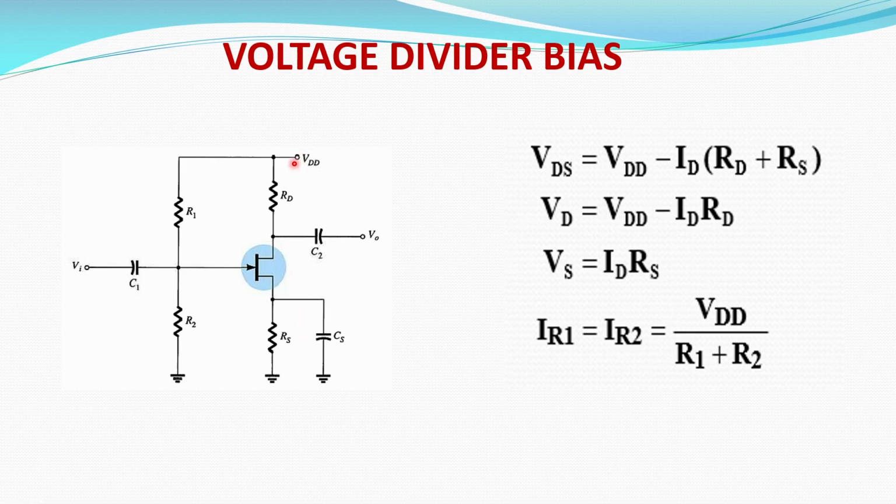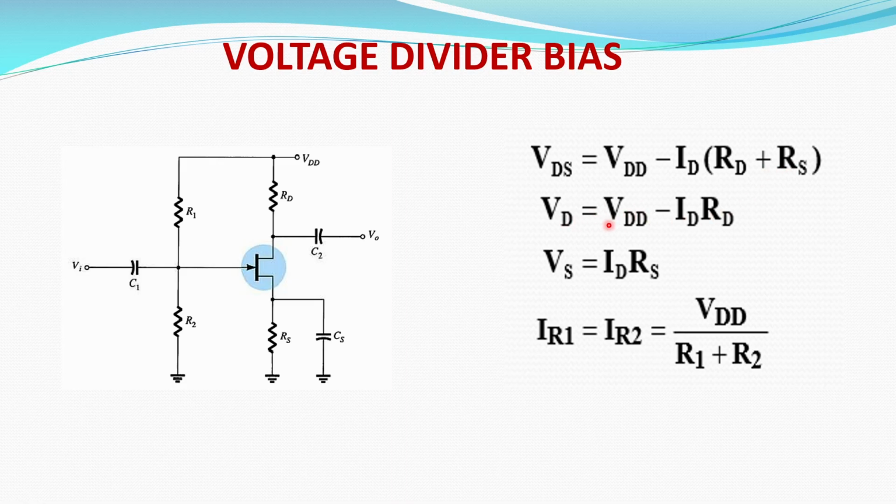So therefore, we are applying KVL to the drain to source voltage. So consider the drain to source loop. We can write the equation as VDD minus IDRD minus ISRS equal to 0. So from this equation, we can write VDS is equal to VDD minus ID. In the previous slide, I discussed that ID equal to IS. So we are taking the drain current as the common value, and making the resistance value RD plus RS.